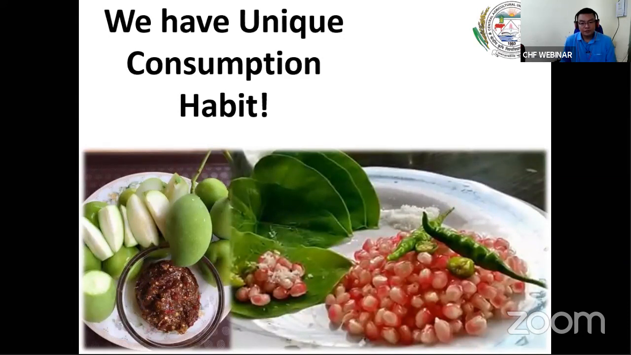We have a unique consumption habit. When I share this picture with friends in South India, they cannot think of pomegranate having salt, green chili, along with the colocasia. But this is a part of our summer food habit. By this, what I mean to say to you is that you need to be unique in your ideas of entrepreneurship. Next, please.